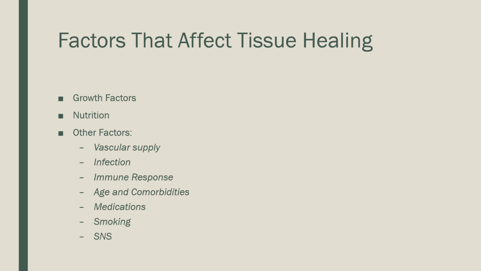As we age, there's slower collagen production and cell regeneration. Comorbidities such as diabetes and heart disease complicate healing by impairing circulation or immune function. Medications such as corticosteroids suppress inflammation, impairing tissue healing. Chemotherapy and radiation target rapidly dividing cells, including those involved in healing. And smoking reduces oxygen levels and impairs circulation, delaying healing. Chronic sympathetic nervous system activation from stress impairs immune function and tissue repair.